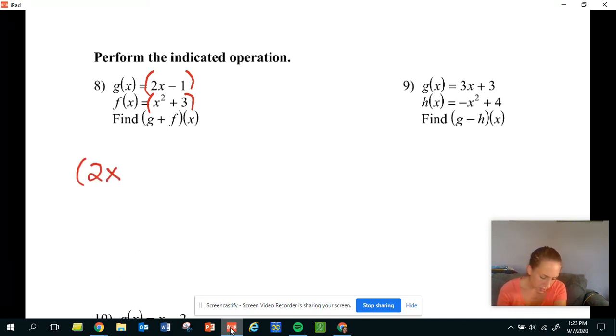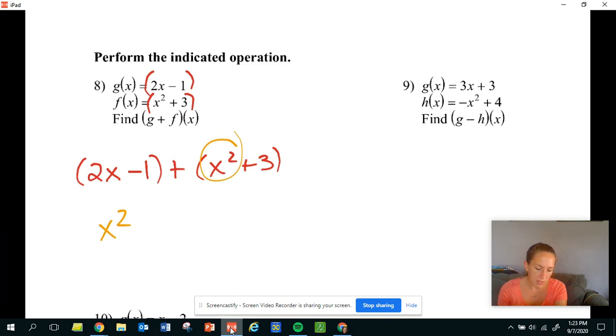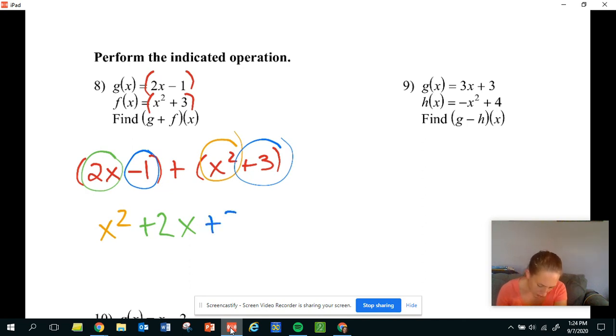So I'm going to have 2x minus 1 plus x squared plus 3. And then all I have to do is combine like terms. So the first thing I have is my x squared, and that's the only one there is, so I'm just going to bring it down. Then I've got a 2x, which is the only one there is, so again, I'm just going to bring it down. And then I've got two constants or numbers without variables. Add them together, and I get 2. So, ta-da! That wasn't too bad. Technically, that's like a pre-algebra skill, so you all should be good.